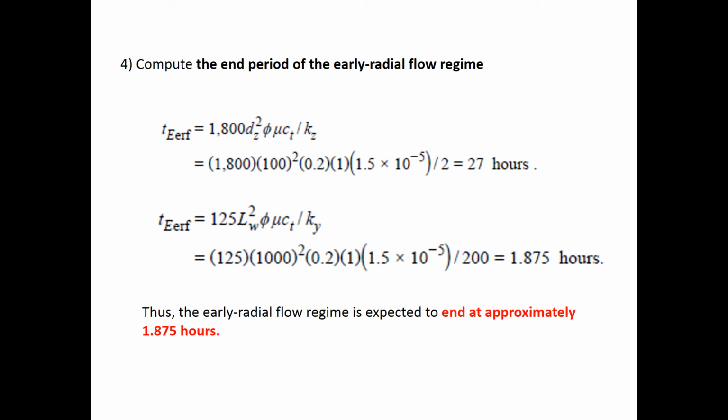Lastly, we compute the end period of the early radial flow region by using the two equations mentioned earlier, and we get 27 hours and 1.875 hours. Comparing the values, we expect the early radial flow region to end at approximately 1.875 hours.